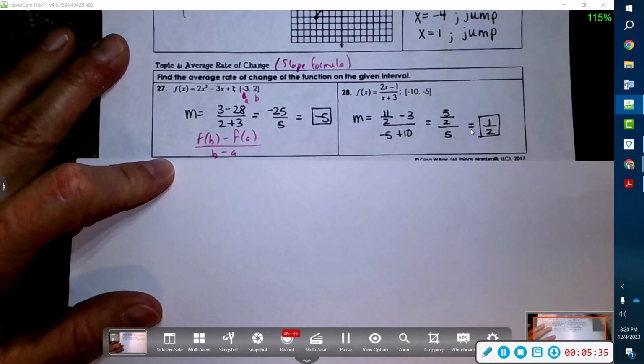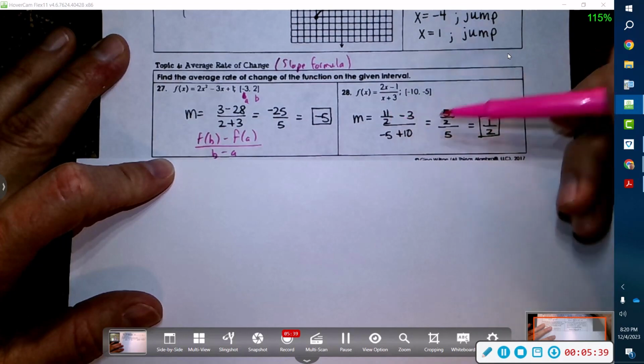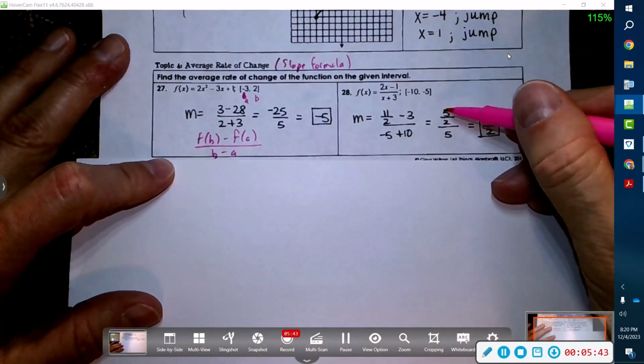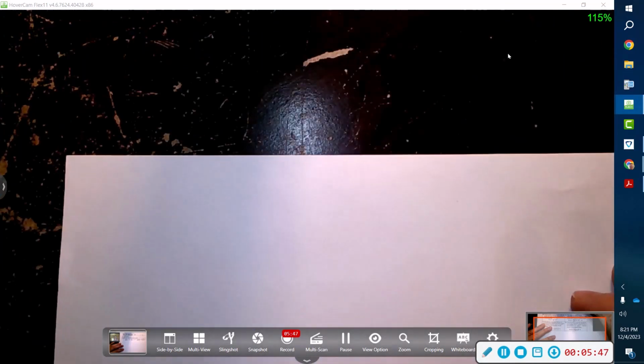Don't worry about that fraction. Don't worry about a fraction getting here. You can use your calculator. Don't let it sweat you. The 5s will cancel out here for 1/2. All right, trying to go fast here.